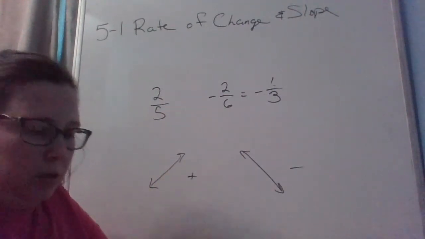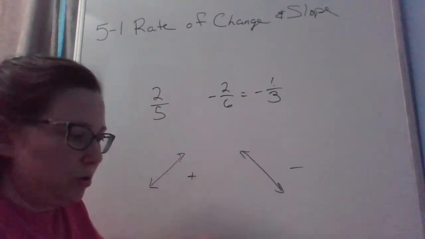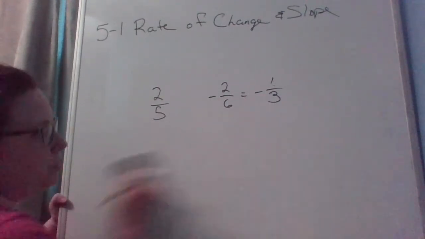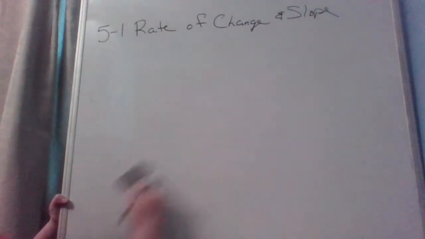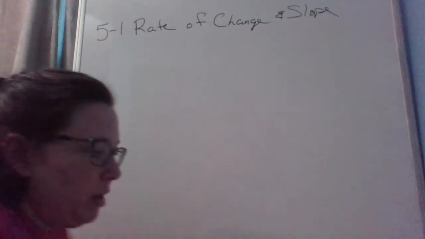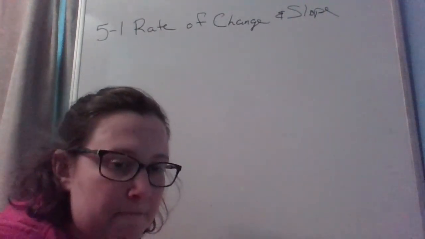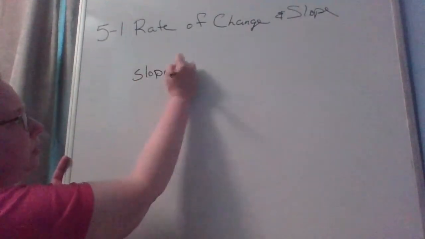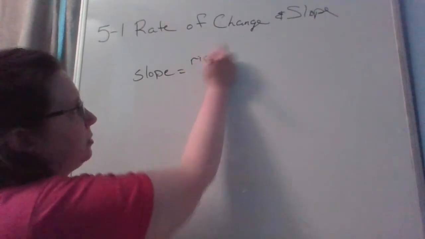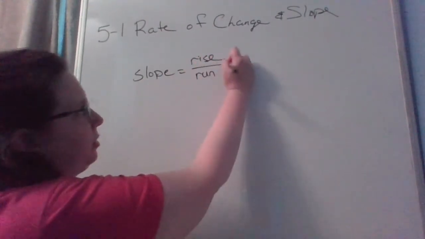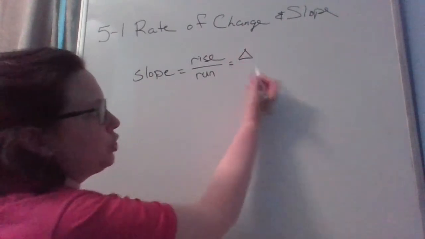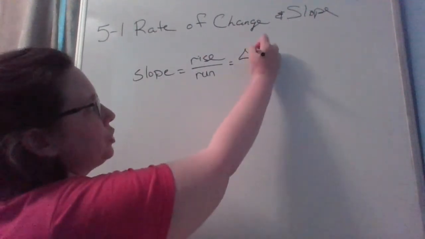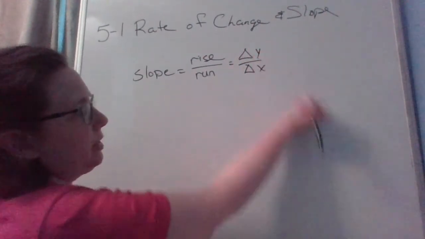Moving on to Example 3. Example 3 shows us how to figure out what the slope is without having a graph. So they give us the slope formula, which says that slope equals rise over run, which you can also say change in y over change in x. Change in math is written as a triangle.